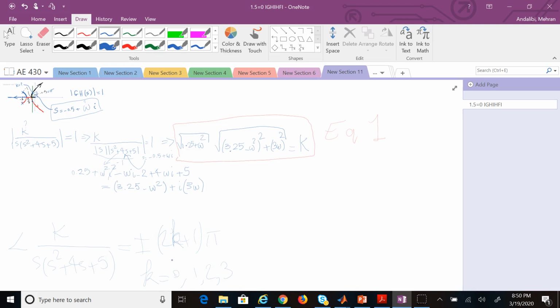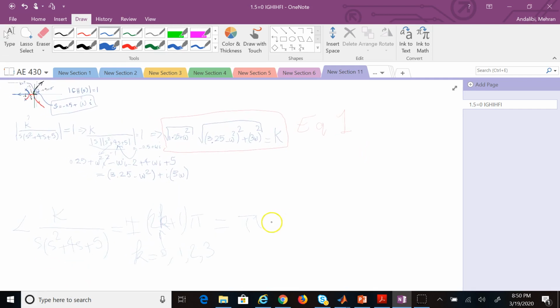Now, if we just go with one of them here, let's say 0, so if I plug in 0 here, then this angle will be positive or negative pi. They are the same thing. So let's just use k equals 0 and use angle pi. So the angle of this guy should be pi. Now what is the angle? The angle of a rational is the angle of the numerator minus the angle of the denominator. Now the numerator is just a constant k, it doesn't have an angle, fine. So minus the angle of the denominators.